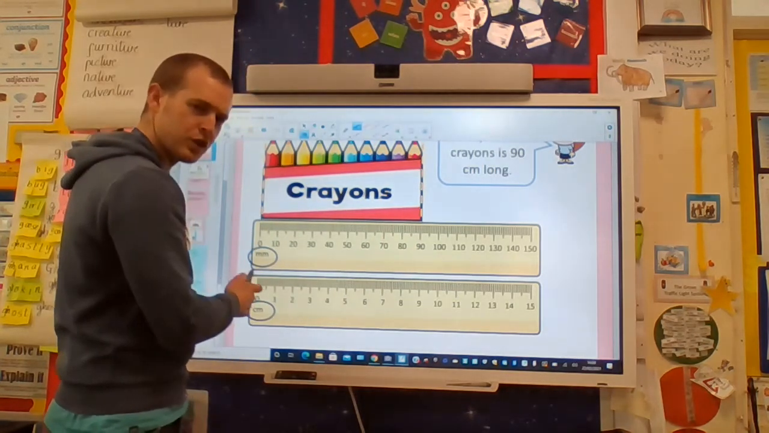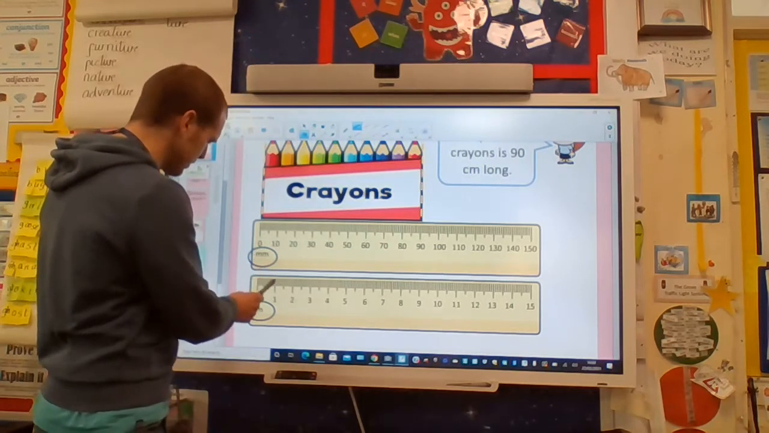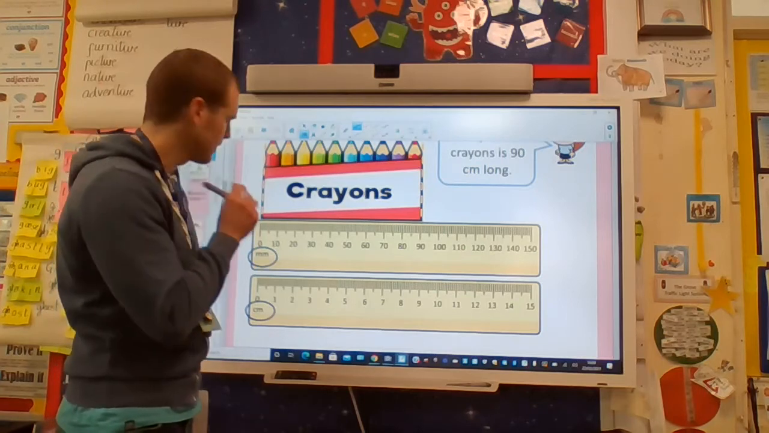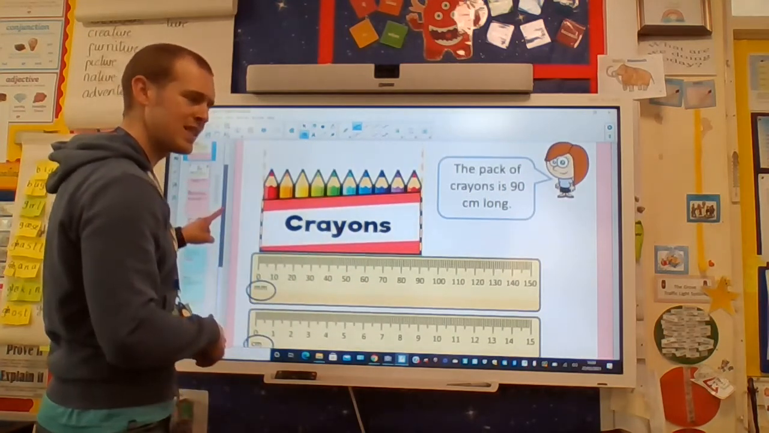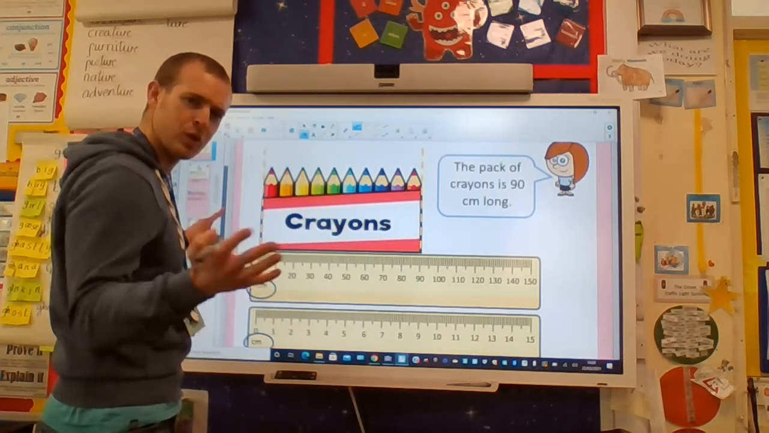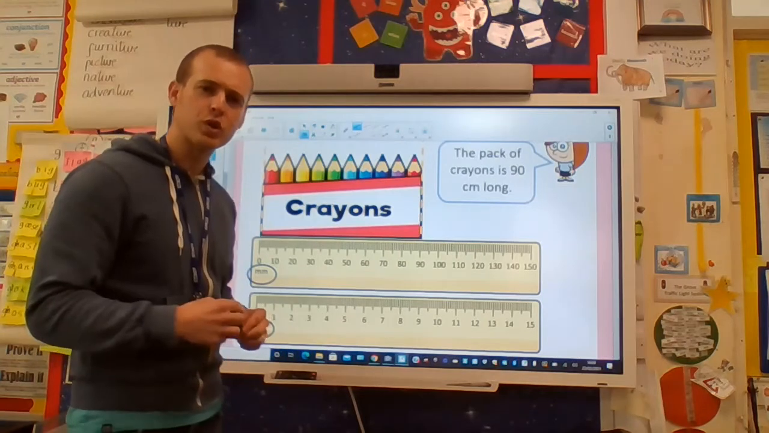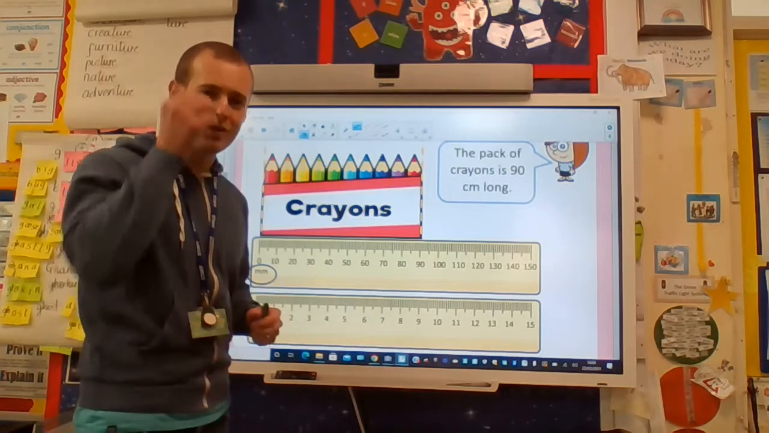Let's have a look at these two rulers. There's definitely a difference. Millimetres, centimetres. Okay. Rosie has said the pack of crayons is 90 centimetres long. What do you think? Pause the video, have a little think and talk to your parents at home. Well done, boys and girls.